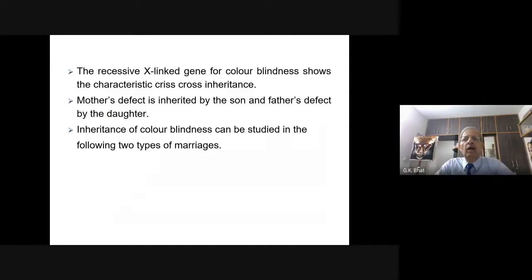Now, recessive X-linked gene for color blindness shows the characteristic we have already seen, crisscross inheritance. Mother's defect is inherited by the son because the son receives the X chromosome from the mother. And this is X-linked. And father's defect by the daughter because the daughter receives the X chromosome from the father. Have you understood this point?